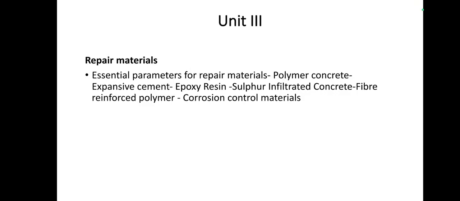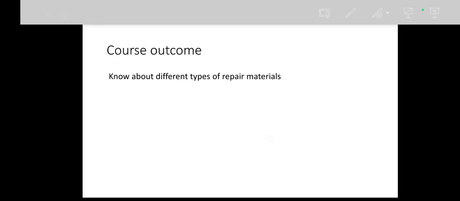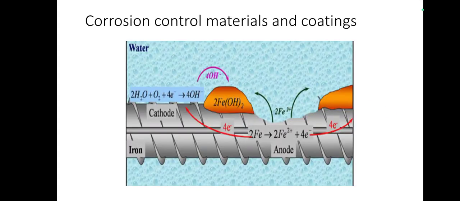The most common failures which occur in buildings are due to corrosion. So in today's class we will see what different materials are available and what concepts deal with the corrosion control mechanism. This is the outcome of this unit: to know about different types of repair material. So this is a quick revision.